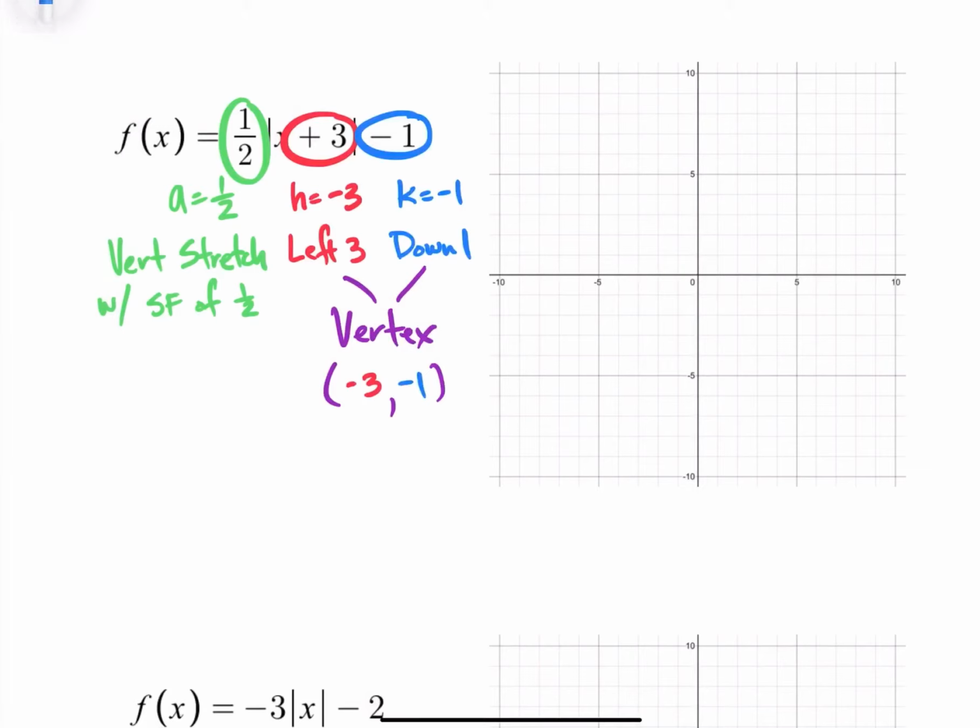So let's go ahead and graph this. Again, we start off with our vertex. The vertex is at -3, -1, which is located right over here. And then again, we're going to look at our A value, which is kind of like our slope, like I said earlier, which is 1/2. So that means we're going to go up 1 and over 2.